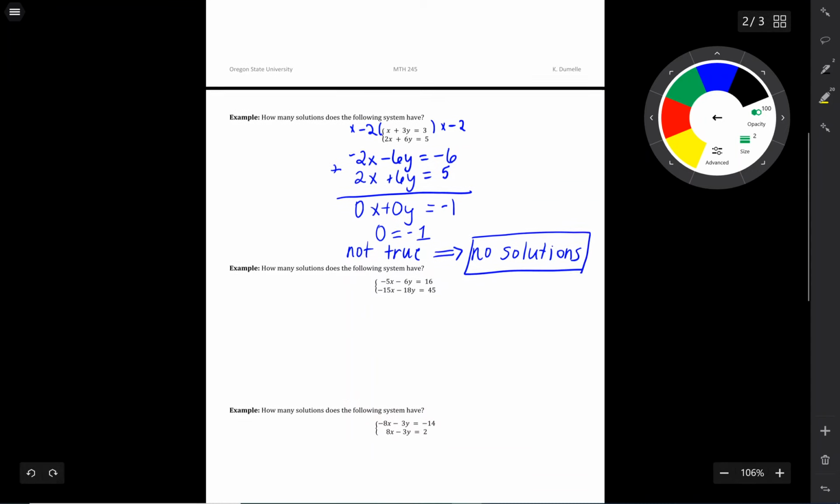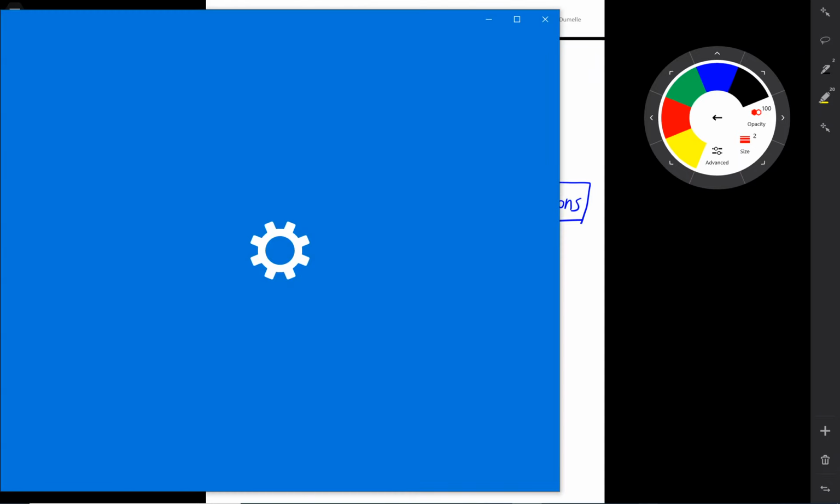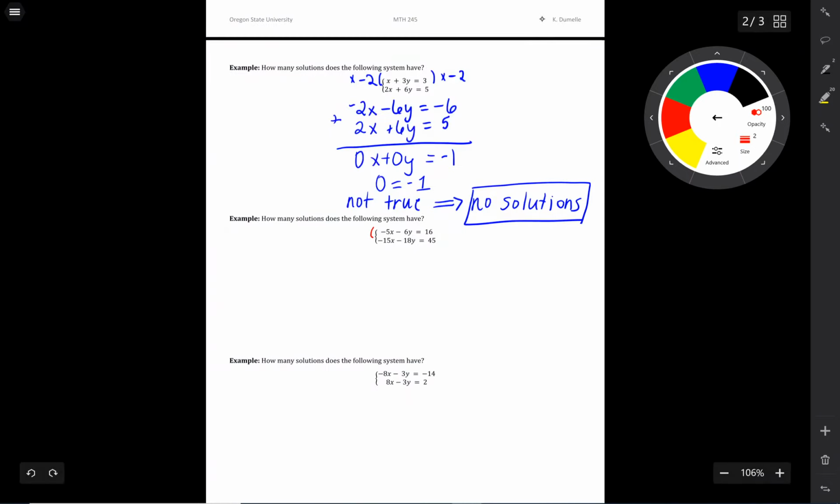All right, our next example, we have another system here. How many solutions does the following system have? I'm going to now multiply the top equation by -3 in order to make the x's cancel out again. I get 15x plus 18y is equal to -48. And then on the bottom, I will have -15x minus 18y is equal to 45.